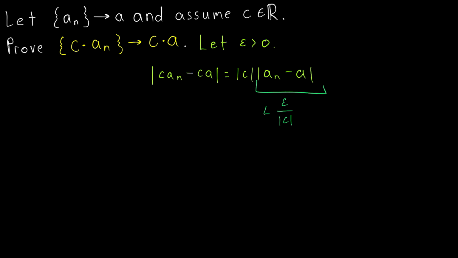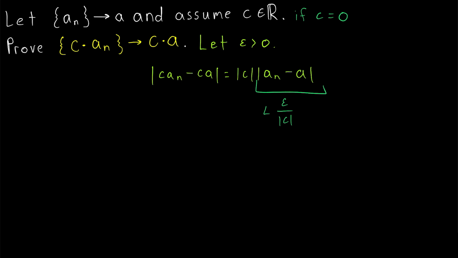Before we move forward with that plan, though, we may notice that there could be a problem. We're intending to divide epsilon by the absolute value of c, but that might be 0. We don't know what c is. Thankfully, a moment's thought will tell us that this isn't too much of a problem.